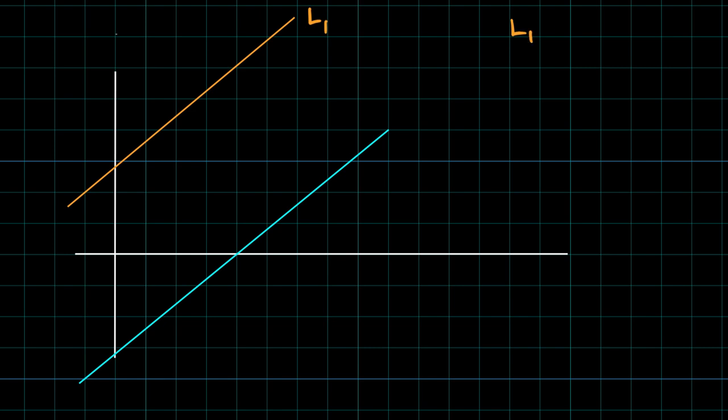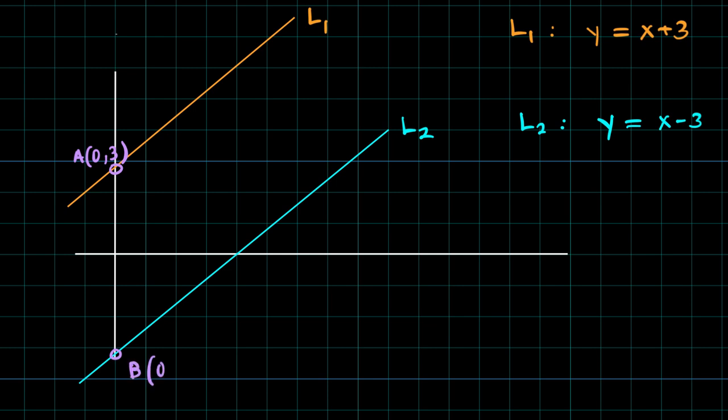The equation of L1 is y equals x plus 3. And then there is the blue line that I'm labeling as L2. L2 is y equals x minus 3. That means I can mark this point as A. This is (0, 3). I'll now mark this point as B, which is (0, -3).